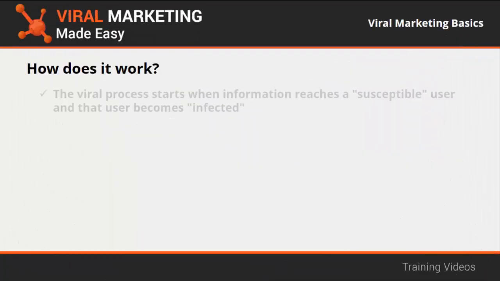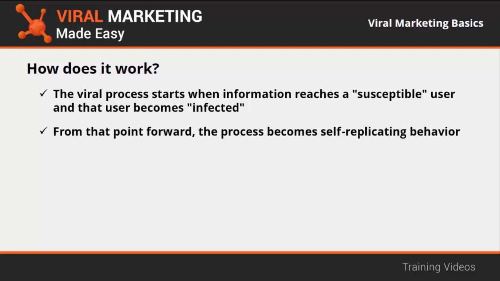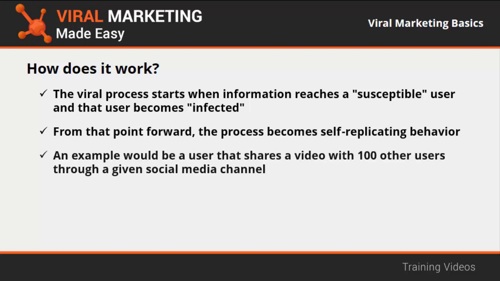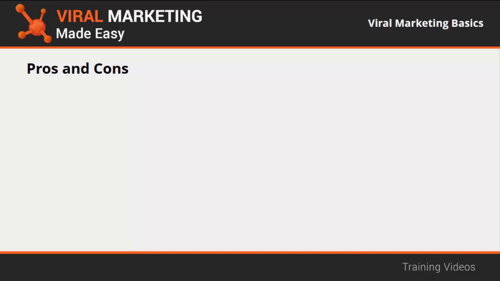How does it work? The viral process starts when information reaches a susceptible user, and that user becomes infected, which means that the user accepts the idea, shares the idea with others, and infects them with it. From that point forward, the process becomes self-replicating behavior. An example would be a user that shares a video with 100 other users through a given social media channel. Each one of those users share the same video with 100 other users, and so on. Due to this, the message gets spread across many platforms and reaches many people. Once the message gets spread through repeating behavior like email forwarding, social media sharing, and instant messaging, it is considered viral.